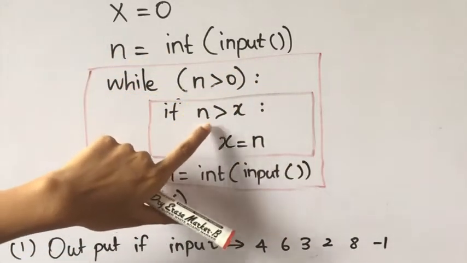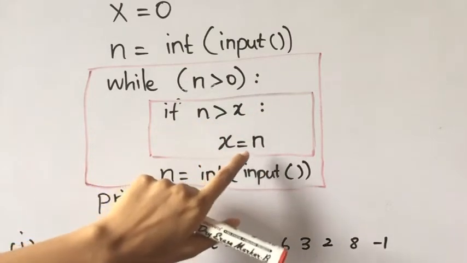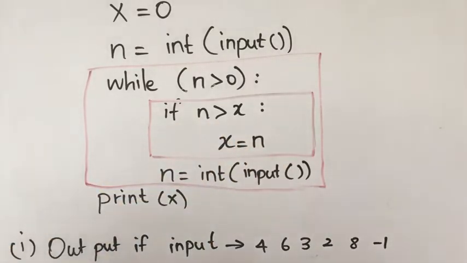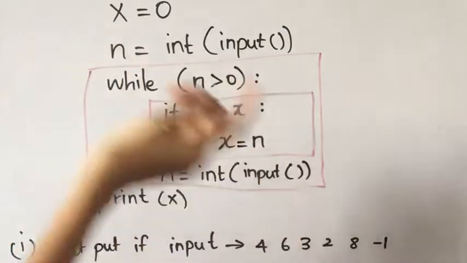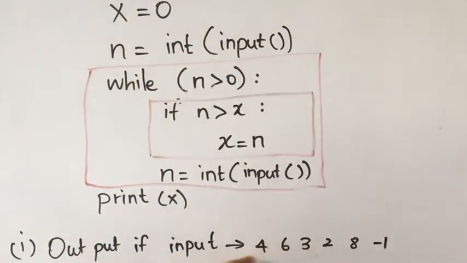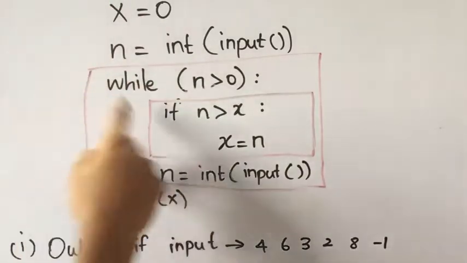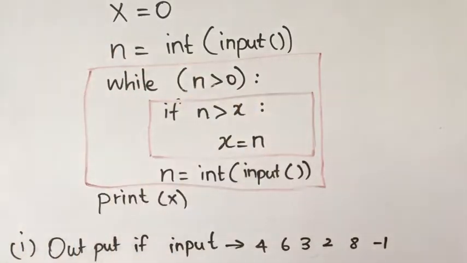So we are going to check if n is greater than x. If it is greater than x, we are just going to assign n to x. That is, we are going to get the inputs, and if the input is greater than this value, we are going to replace this value by that input. Like 4, 6, 3: 4 is greater than x, so we assign 4 to x. Again we get the input 6. If 6 is greater than 4, and so on. It's fine if you don't get it. You can just run the code and find it as well.